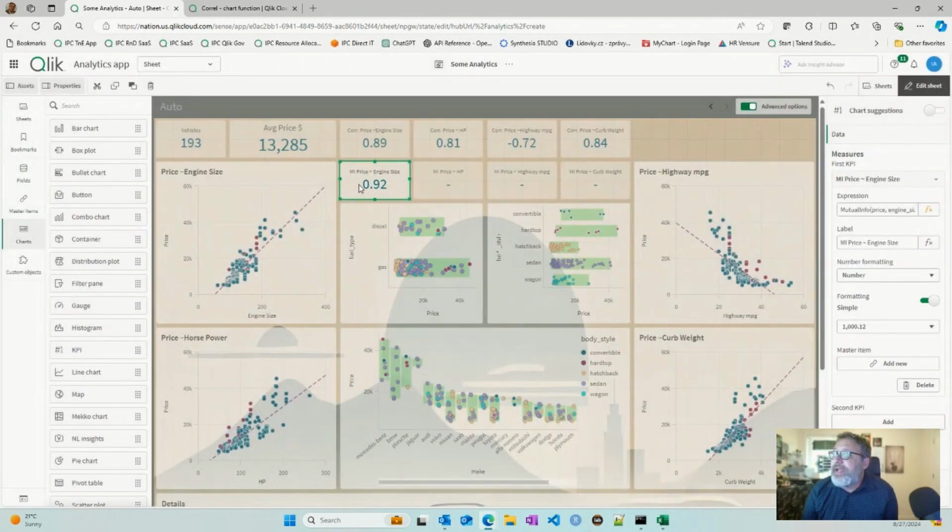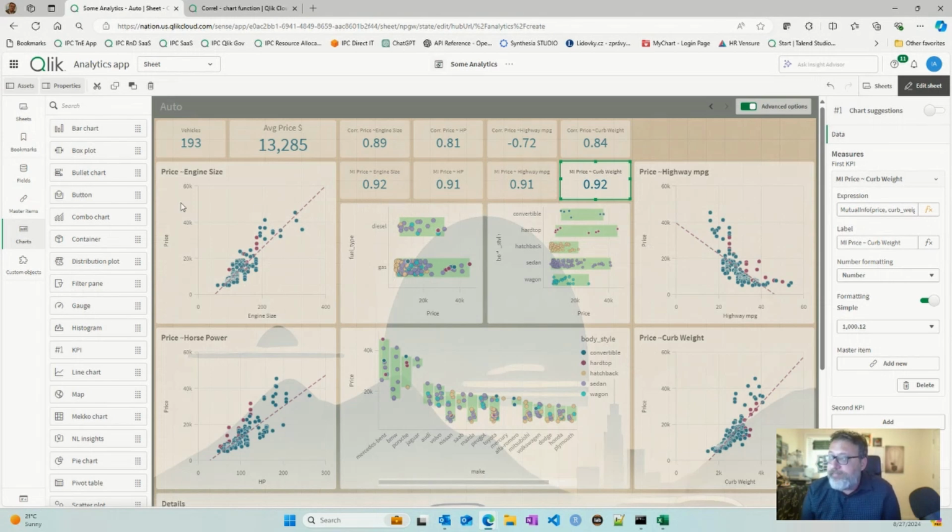So there we go, 92. So I get 92% of price information by being provided with engine size. How about the other ones? Then I have the 91. I have here 91 again, and here 92. So look at this: regardless of whether the correlation is positive or negative, the mutual information will be positive.